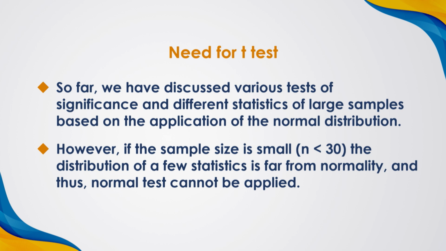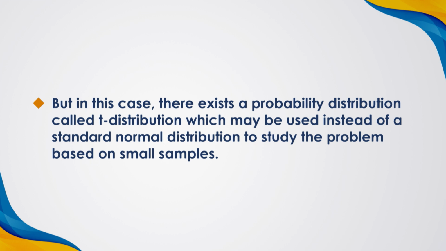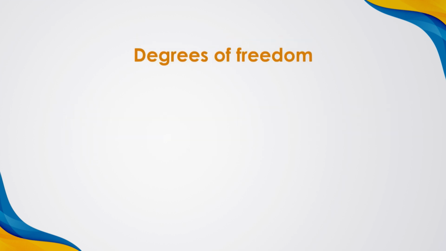However, if the sample size is small, that is n is less than 30, the distribution of a few statistics is far from normality and thus the normal test cannot be applied. But in this case, there exists a probability distribution called t distribution, which may be used instead of a standard normal distribution to study the problem based on small samples.